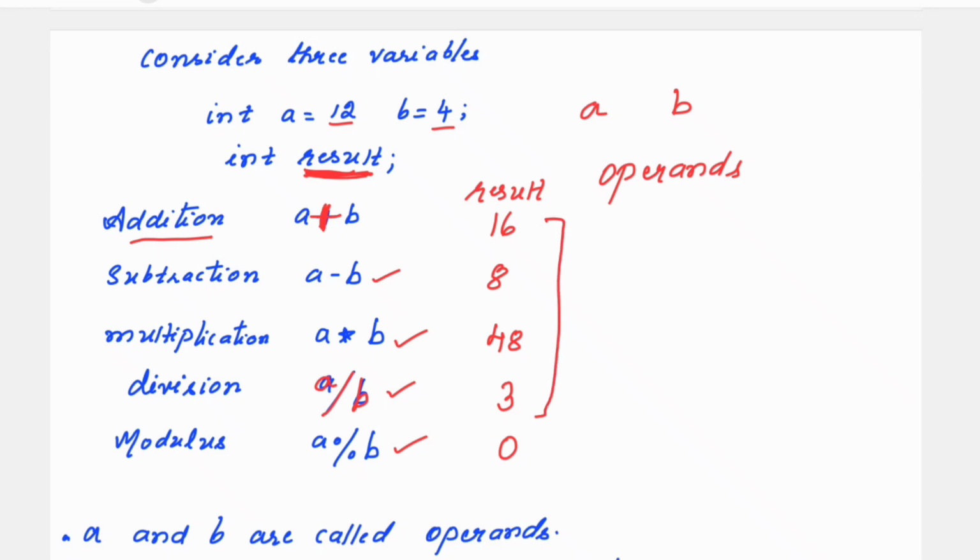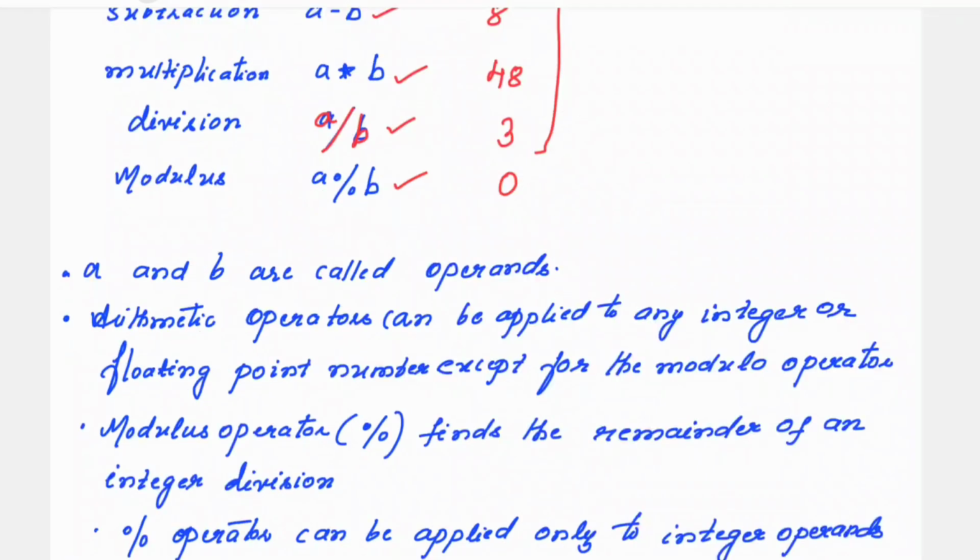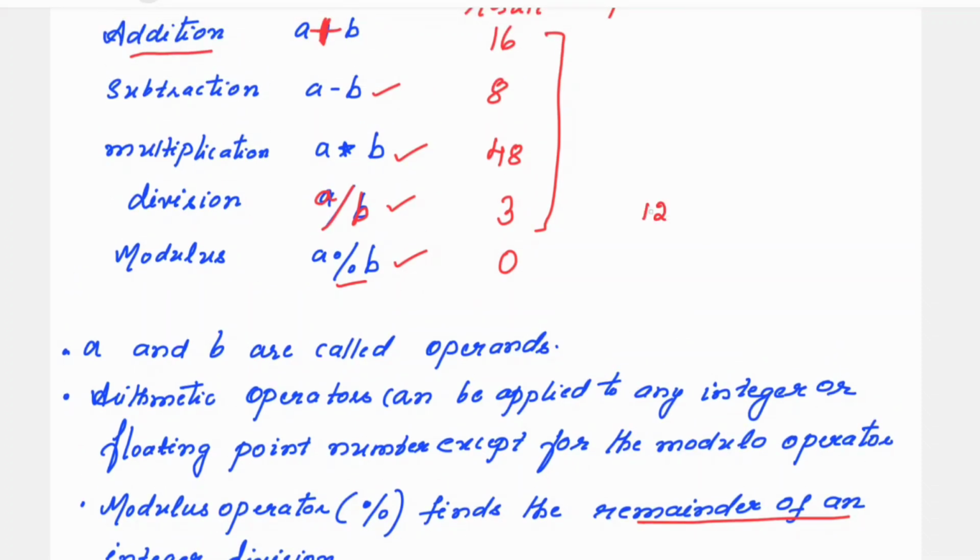These 4 operations you are quite familiar with. This modulus might be a new operator for you. So what exactly will this modulus operator do? It will find the remainder of an integer division. At present you are taking the values as 12 and 4. So when you divide here, you are going to get the remainder as 0. This remainder of this particular operation is stored in the variable result. So it always gives you the remainder of the integer division.